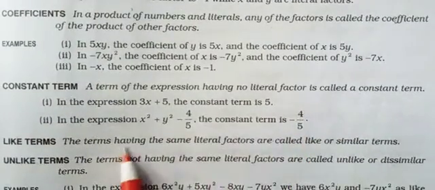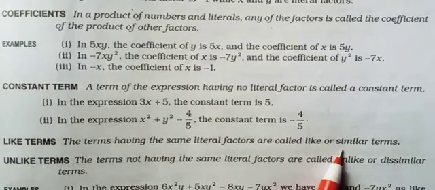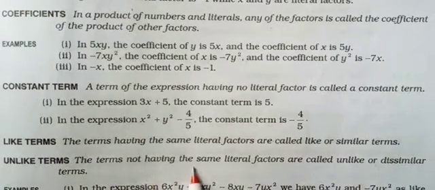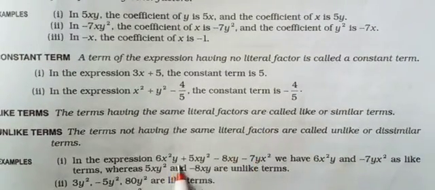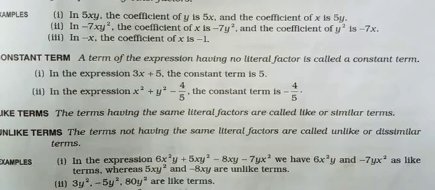Like term: the terms having the same literal factor are called like terms. And unlike terms: the terms not having the same literal factor are called unlike terms or dissimilar terms. Some examples: suppose we are taking one algebraic expression like this. This is one expression, a quadrinomial: 1, 2, 3, 4.